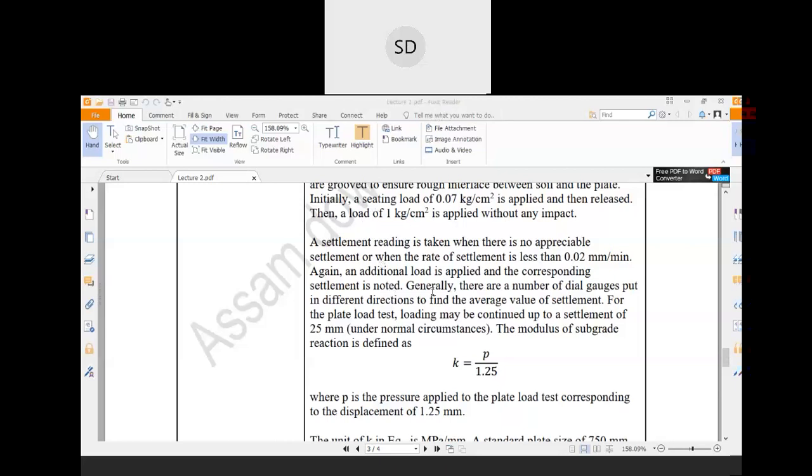Again an additional load is applied and the corresponding settlement is recorded. Again after that, some additional load is applied and the corresponding settlement is recorded, like our CBR test.